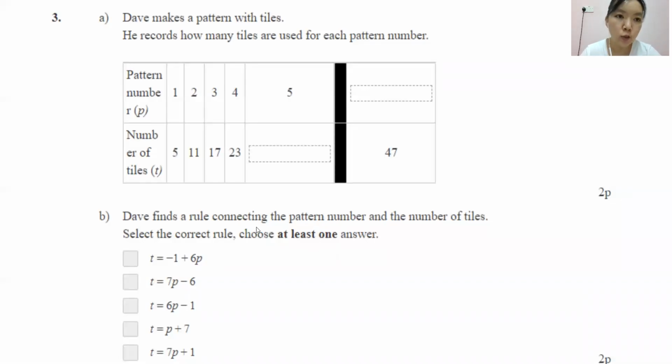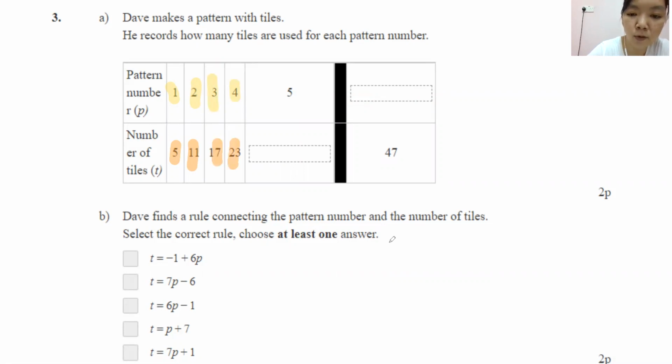Year 8, question 3. Dave makes a pattern with tiles. He records how many tiles are used for each pattern number. So understand the table. I have number of pattern. Pattern 1, I have 5 tiles. Pattern 2, I have 11 tiles. Pattern 3, I have 17 tiles. Pattern 4, I have 23 tiles.